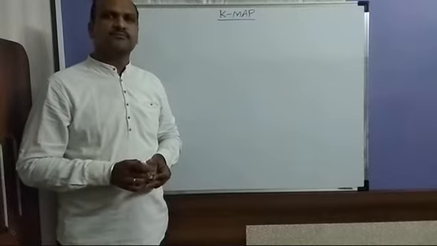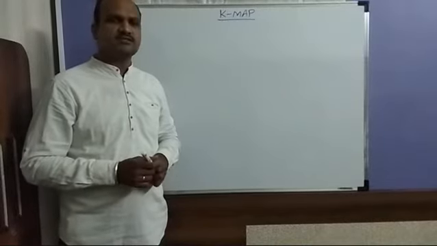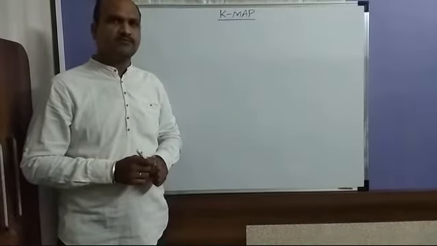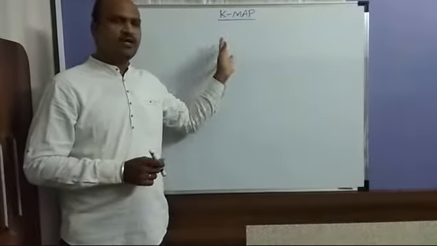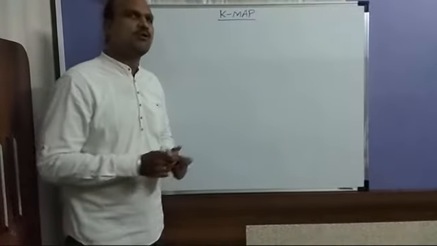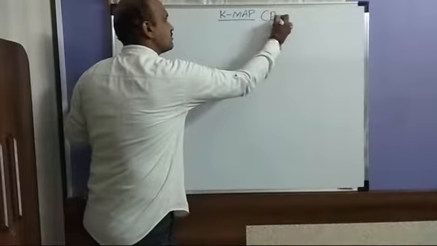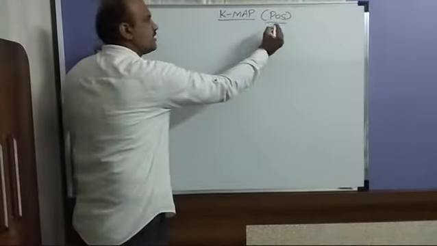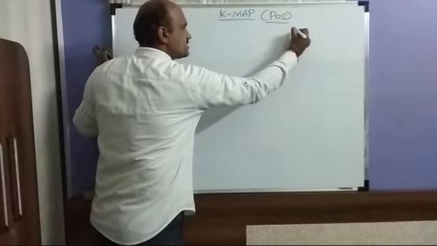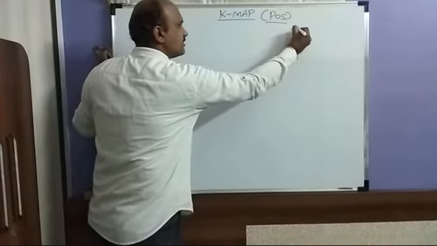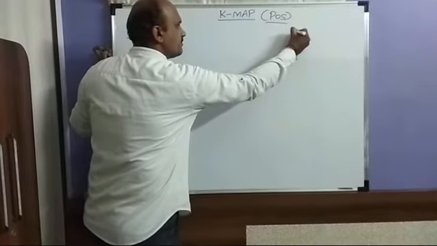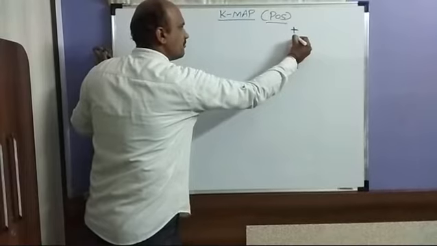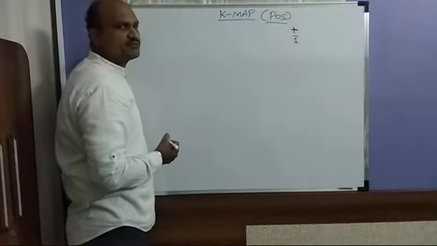Hello everyone. As we discussed in the previous class about the K-map with the example of SOP with 4 variables, today we will discuss the K-map of POS with 4 variables. As I told you, in the POS you have to remember we are using the plus symbol, and in between we are using the multiplication. Then when it is 1, it becomes the bar.